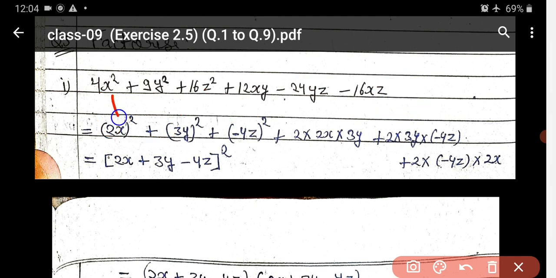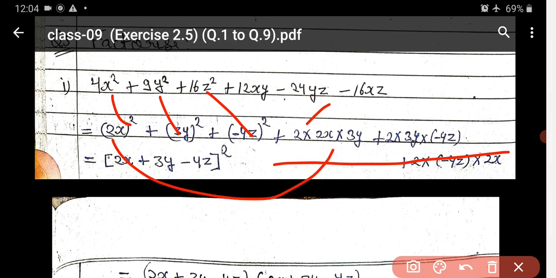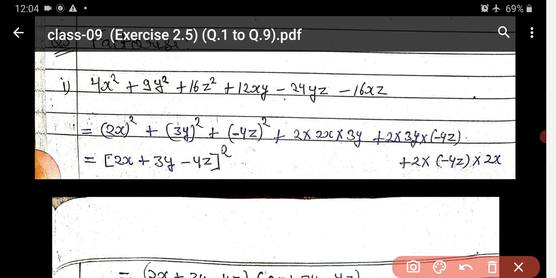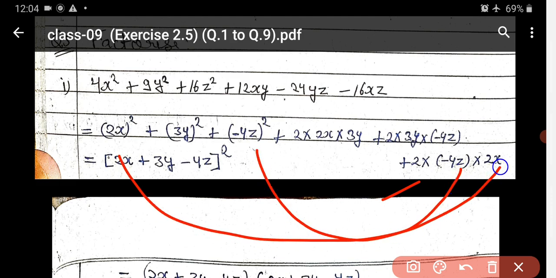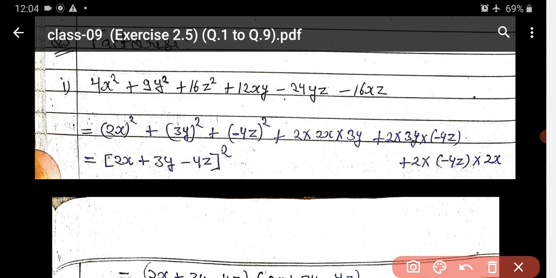Now this 3 part you have to do from the question, and the remaining part you have to do from the formula, that is plus 2ab. So write 2 into 2x into 3y, plus 2bc, 2 into 3y into c, which is minus 4z, and 2ca, 2 into c, minus 4z, into a, 2x. Now just check the question, it becomes the same.